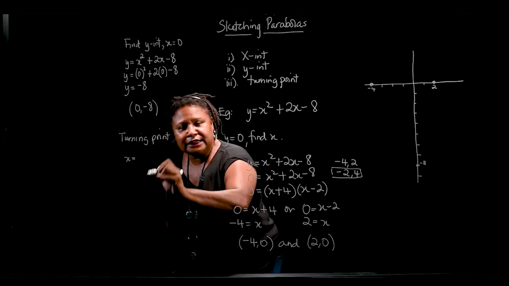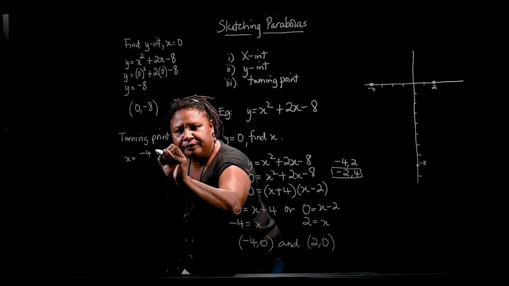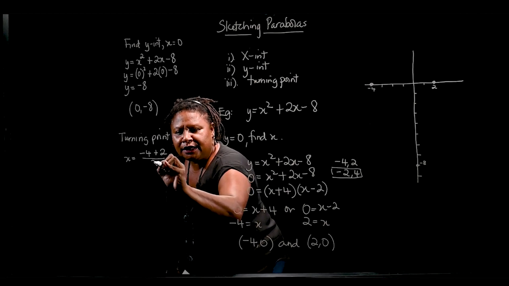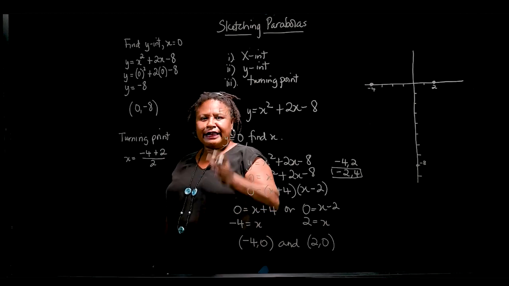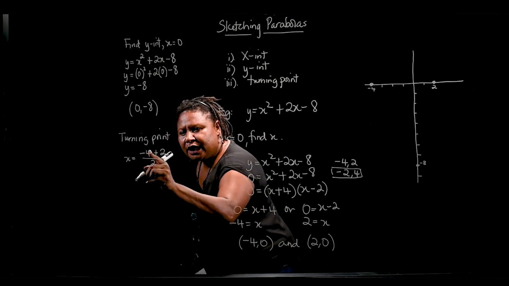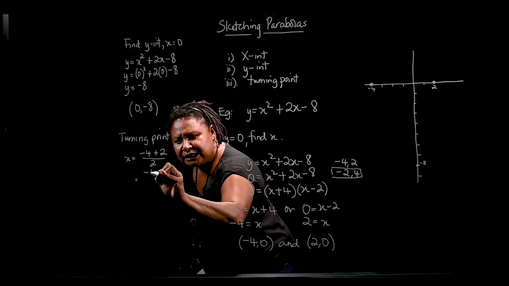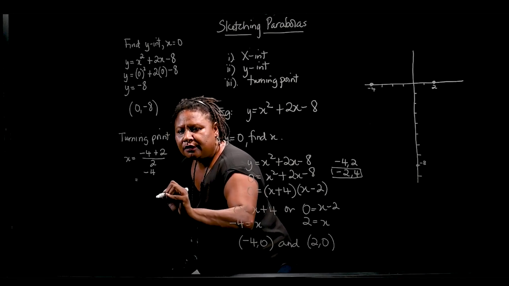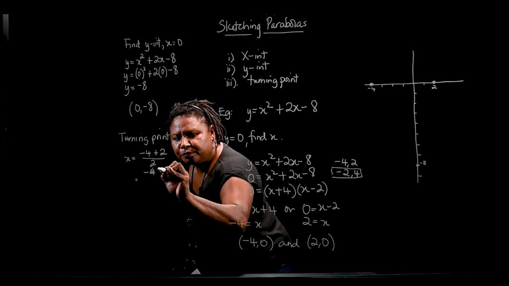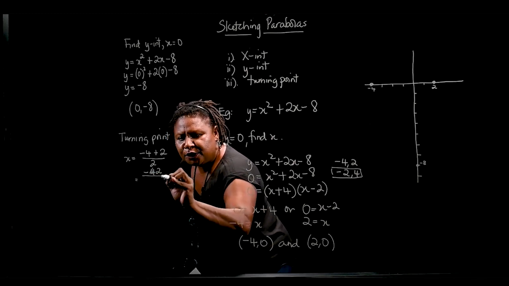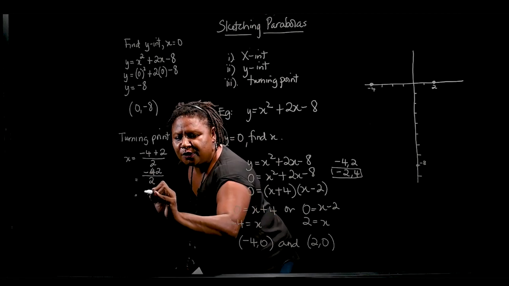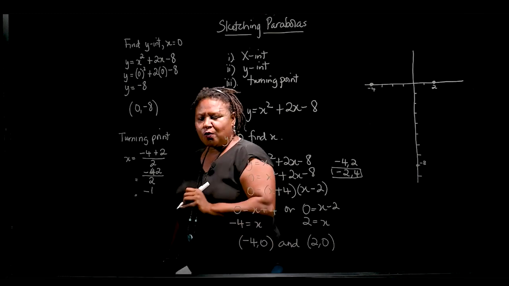Okay, so that's negative 4 plus positive 2 and divide that by 2 because we are trying to find the halfway mark. All right, so let's see. Negative 4 plus positive 2 will give us negative 4. Excuse me, not negative 4, but negative 2. Okay, and that's going to be divided by positive 2. Okay, so our x-coordinate is negative 1.